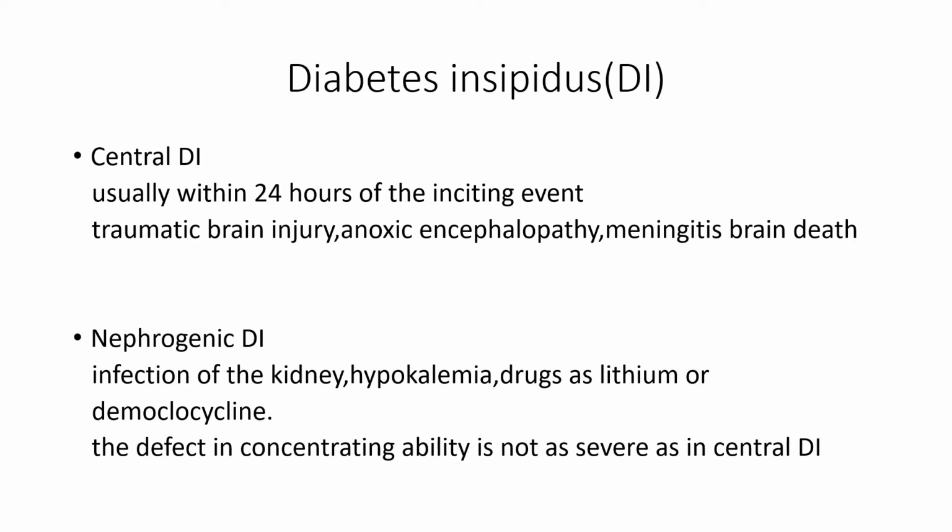Diabetes insipidus is either central or nephrogenic. Central diabetes insipidus occurs usually within 24 hours of the inciting event, which is traumatic brain injury, anoxic encephalopathy, meningitis or brain death. While nephrogenic diabetes insipidus may follow infection of the kidney, hypokalemia, or some drugs such as lithium or demeclocycline. The effect on concentrating ability is not as severe as in central diabetes insipidus.